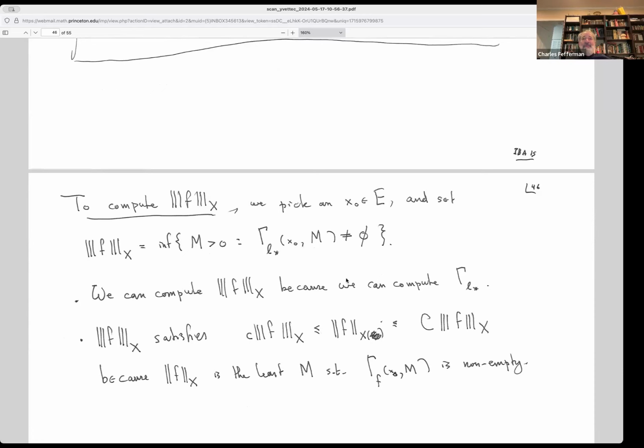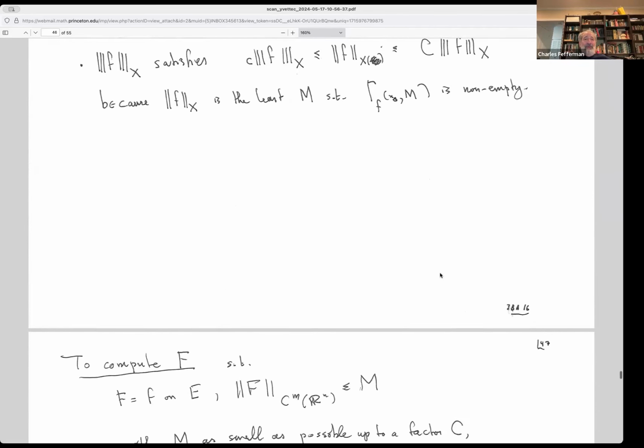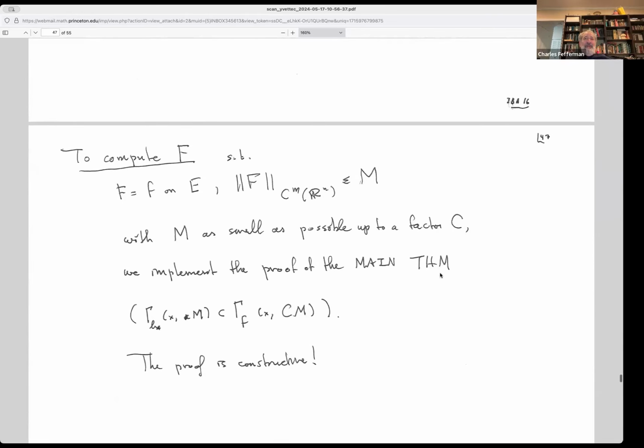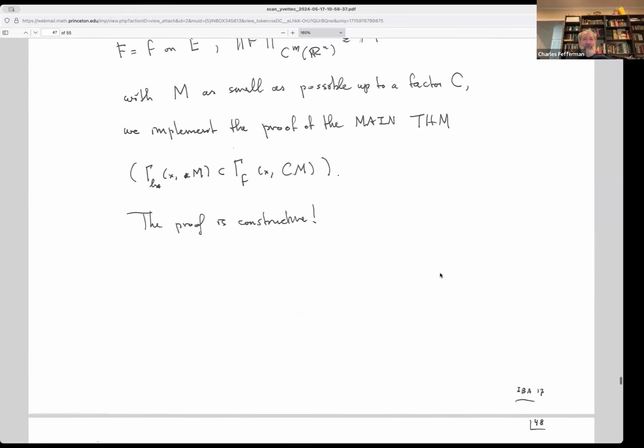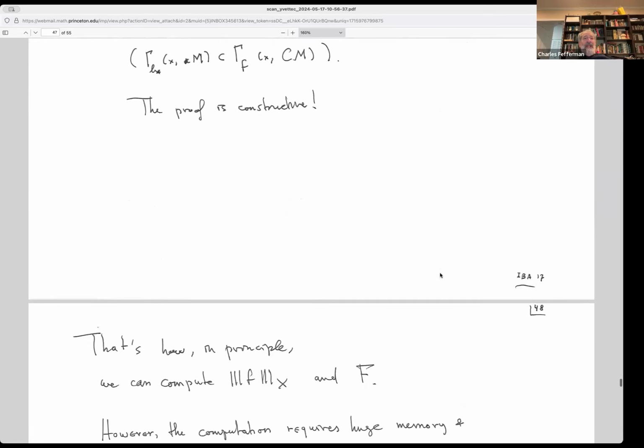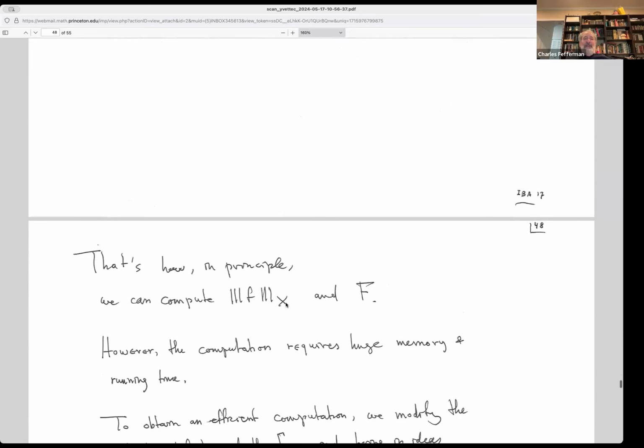And that can be computed because we can compute the gamma L star. Everything I said so far was constructive, and that's in principle how we compute the triple norm. Now, to compute capital F, we don't just apply the main theorem, we look inside its proof and we implement the proof. The proof is constructive and it produces a capital F. That's all I have time for, and maybe that's all you have patience for. In principle, that's how to do the calculation of the order of magnitude of the trace norm and the interpolant.